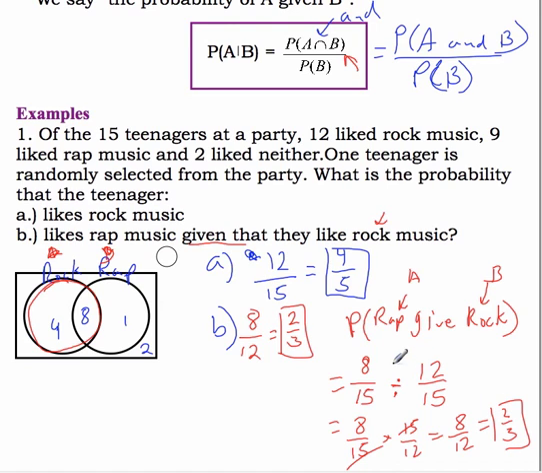Okay, so in the formula you take the probability of both of them happening divided by the probability of the thing that's already happened, the given thing. Or you could just look at the situation with a Venn diagram and figure it out that way.